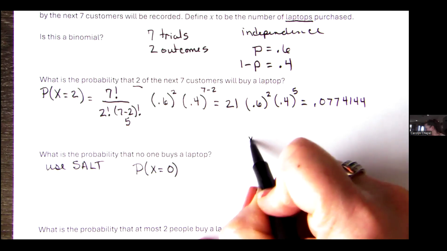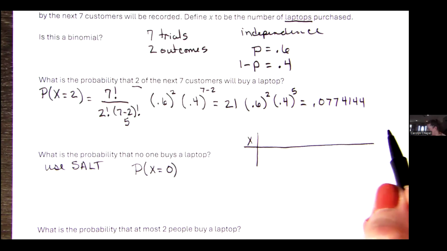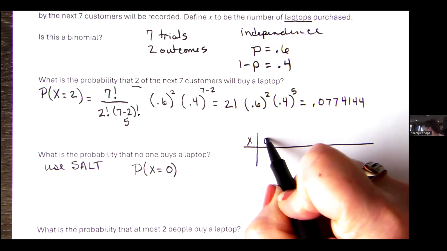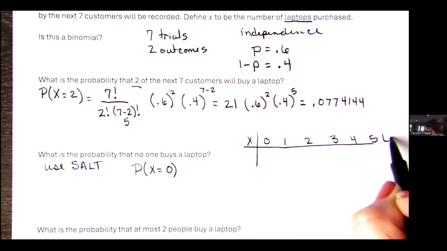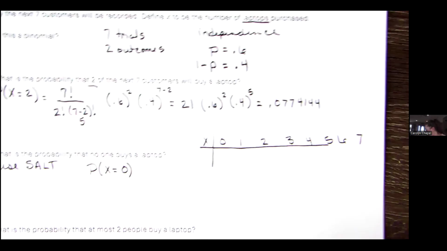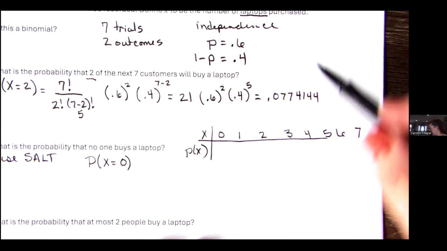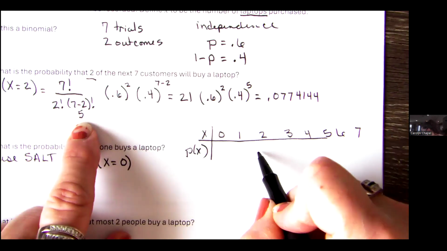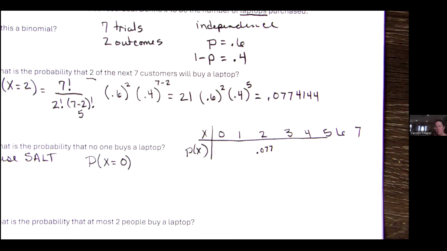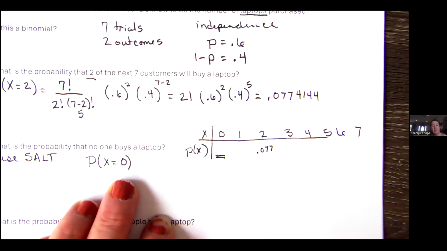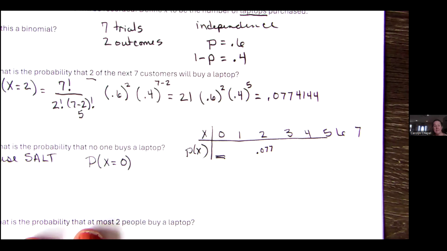So just to remind us what we're doing, X is the values. So here we're looking at the different possibilities of how many people would buy a laptop. We would have up to 7. And our probabilities is what we're looking for. So we just did in the previous one, probability of 2, that's this number. So here would be that 0.0077. I'm just going to abbreviate to 2. This is what we would be calculating right there. So that number would have been in that probability spot.